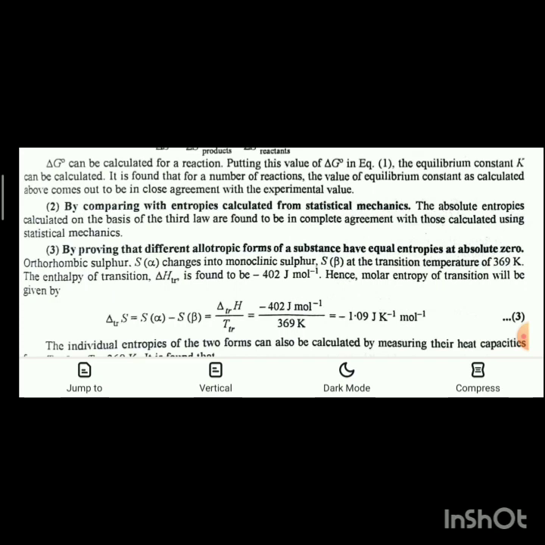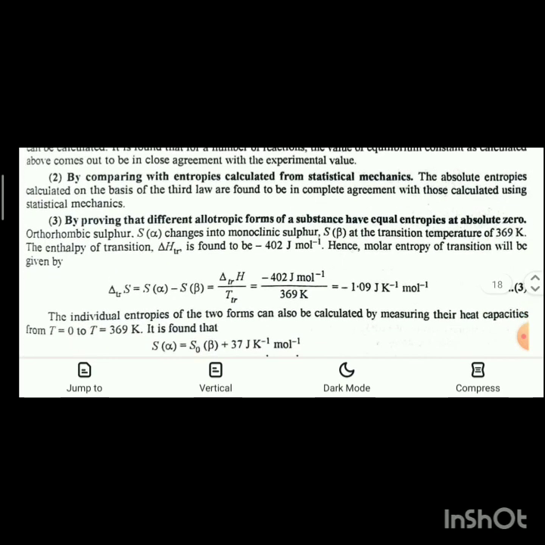Orthorhombic sulfur, S alpha, changes into monoclinic sulfur, S beta, at the transition temperature of 369 Kelvin. The enthalpy of transition is found to be minus 402 joules per mole.